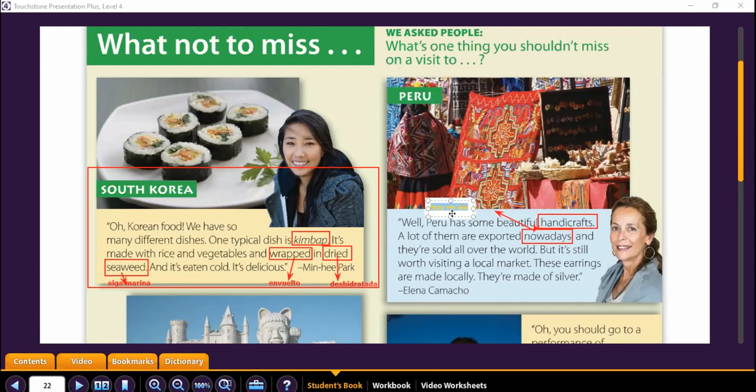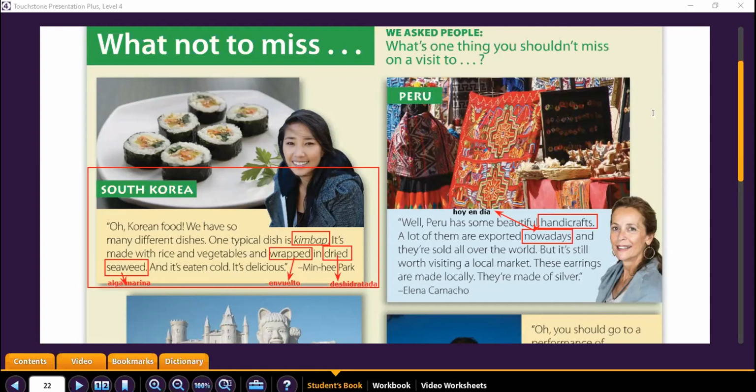Listen. This word nowadays es un conjunto, es una unión de tres palabras en realidad. Tenemos now, tenemos a y tenemos days, ¿sí? Pero las tres están juntas y forman una sola palabra. Esta palabrita nowadays significa, exacto, hoy en día. Aquí nos dice, hoy en día, a lot of them are exported. ¿Sí? Hoy en día, algunas de estas manualidades, que era lo que estábamos hablando, son exportadas.